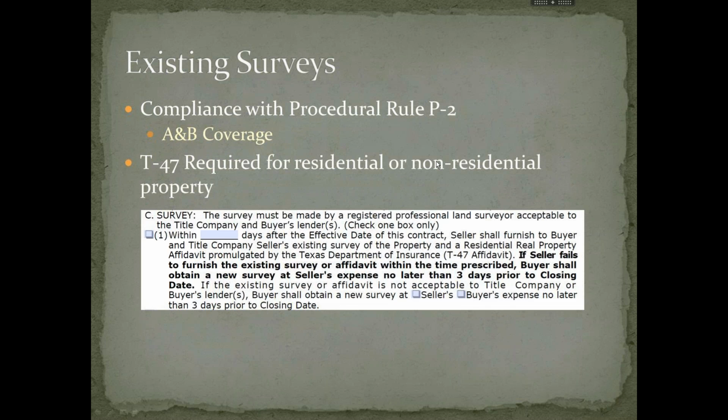Now, before we move on, I want to talk a little bit about existing surveys and what's required with them, right? So first of all, with existing surveys, we need to make sure that we're complying with procedural rule P2. Now, this has to do mostly with our areas and boundaries coverage, and we'll get to that in a second, but it really speaks to the requirement to have a T47 affidavit, right? So the T47 affidavit is generally required with existing surveys, not because of title insurance purposes generally, right? Although if we're issuing the area and boundaries, we will need a T47, but we'll get to that in a second.